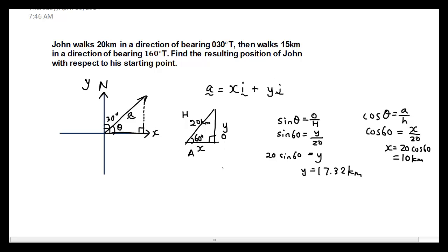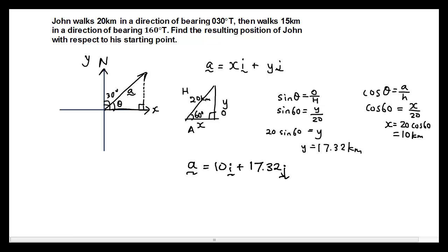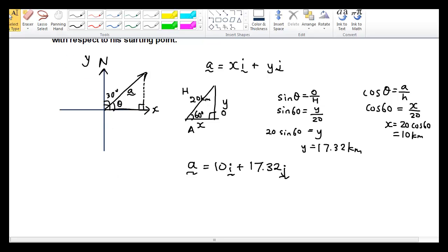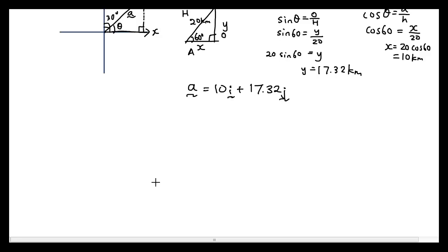So I can rewrite bearing A as 10i plus 17.32j. That's bearing A rewritten as a position vector. And now we want the second bearing. He then walks 15 kilometers in the direction of bearing 160 degrees true. So let's get that second bearing converted into a position vector.